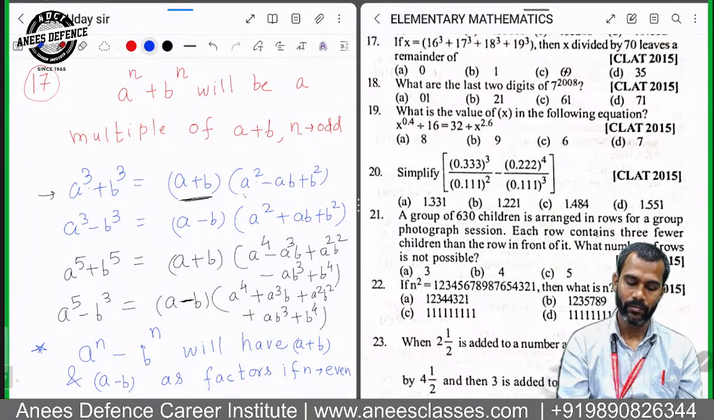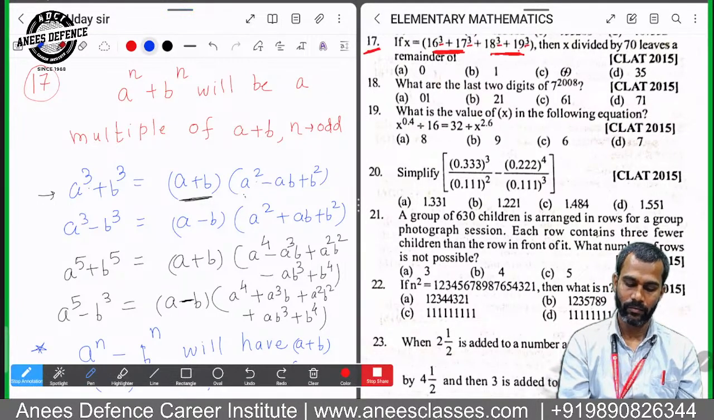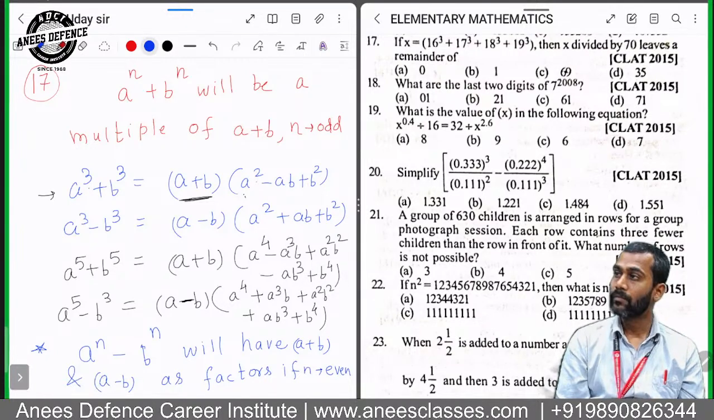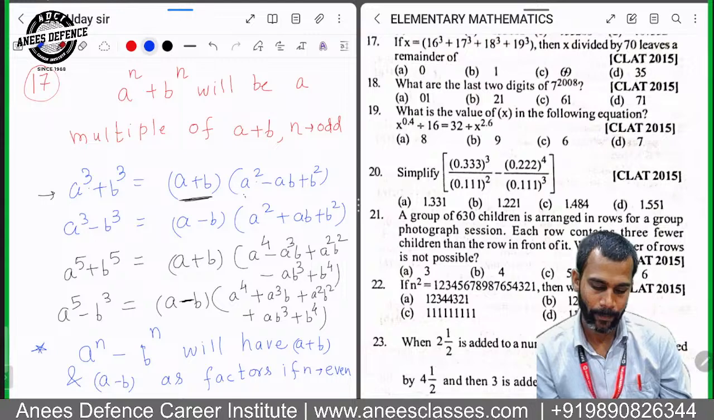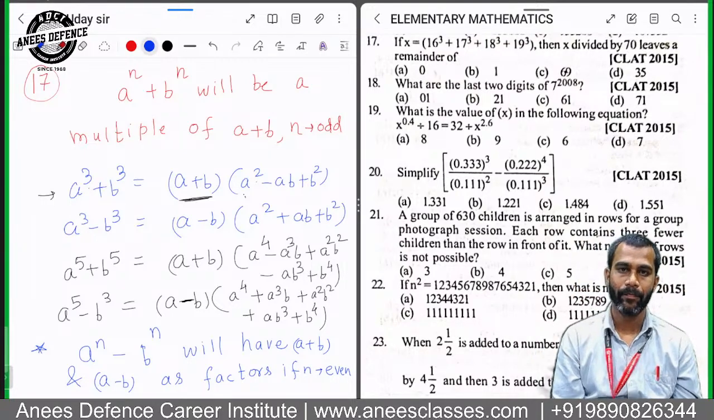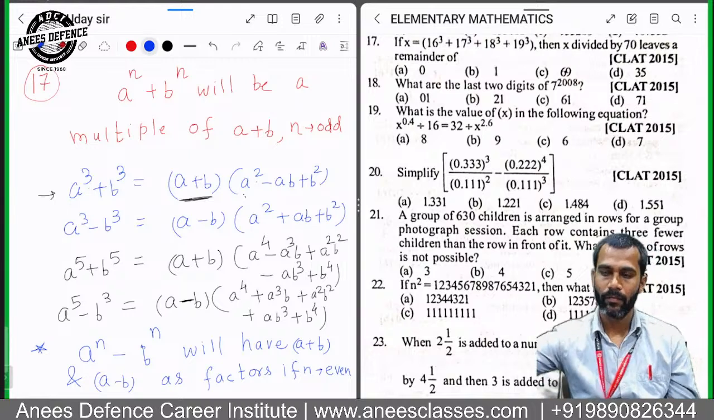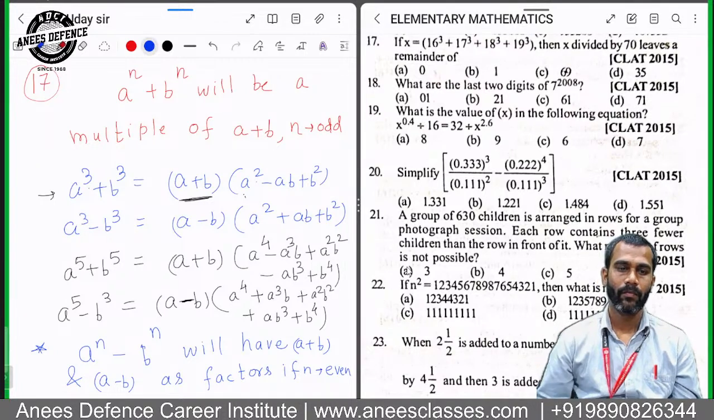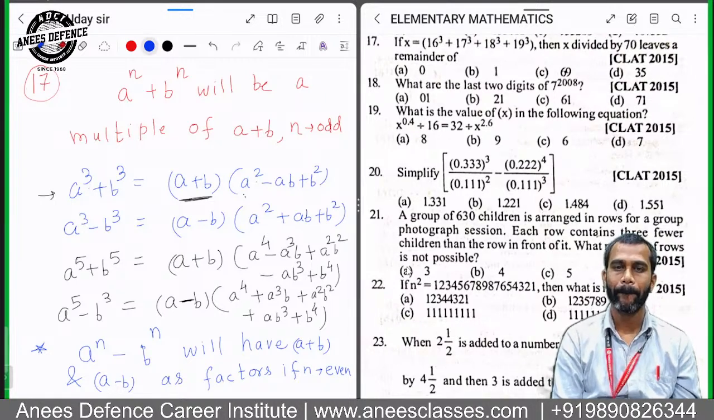Now the next question. Please try to solve question number 18 now.